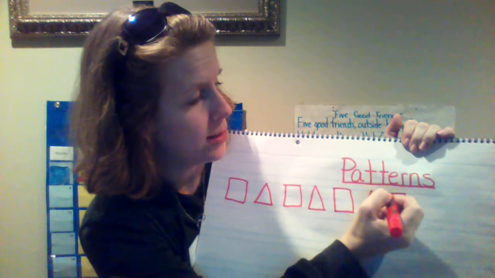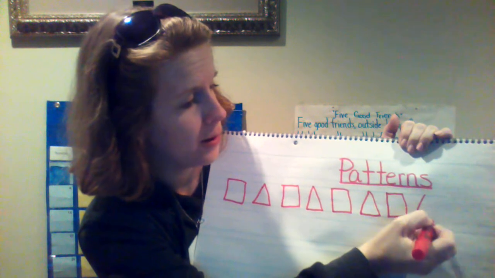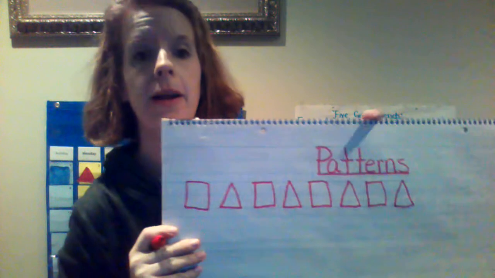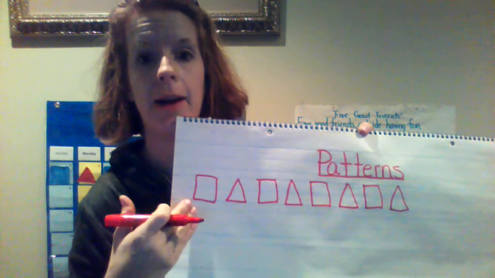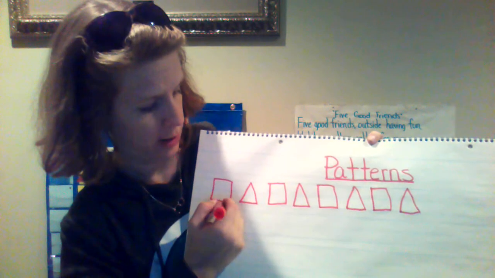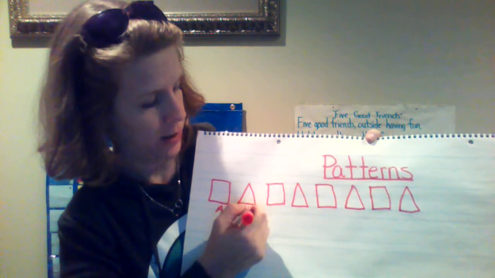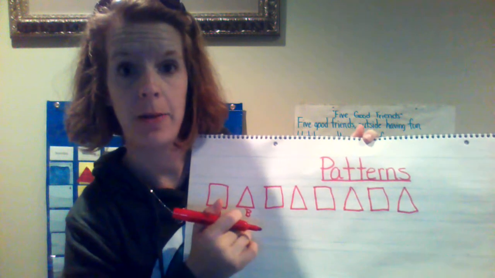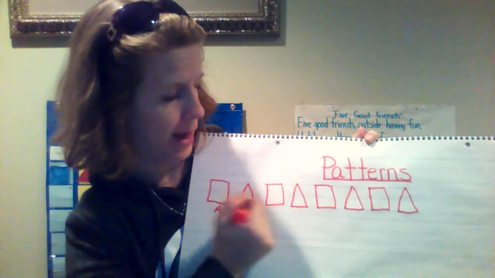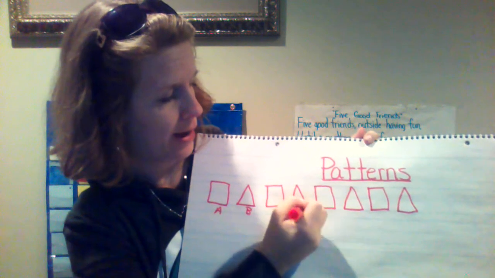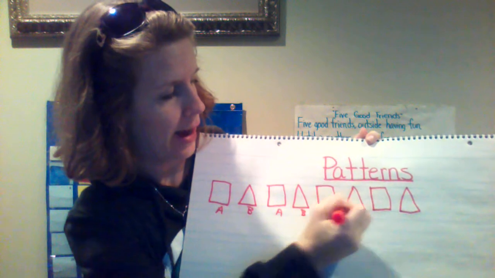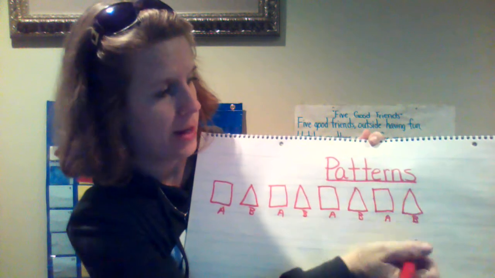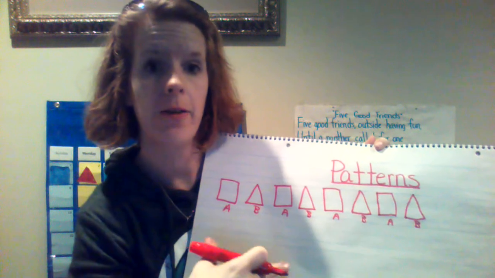So we would continue this pattern until we got to the very end. But this is what you call an AB pattern. So a square would be A, the triangle would be B, because it's the second item in our pattern. So it would be AB, AB, AB, AB. It's repeating itself over and over.